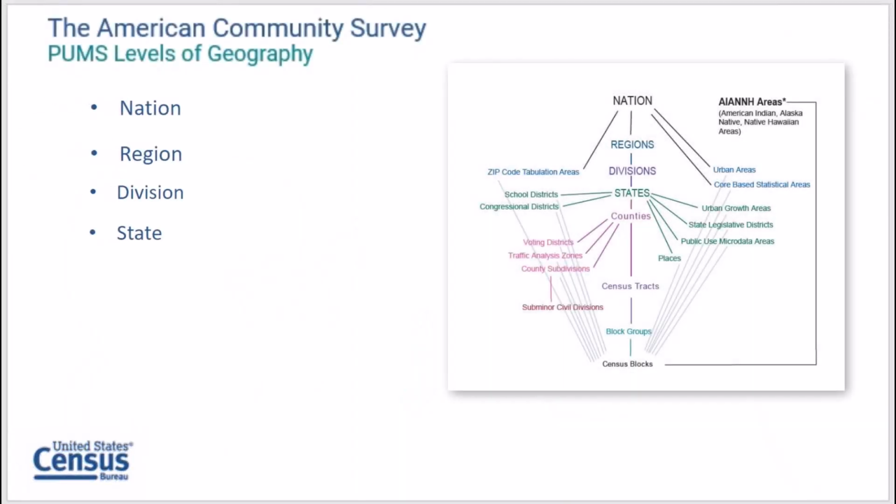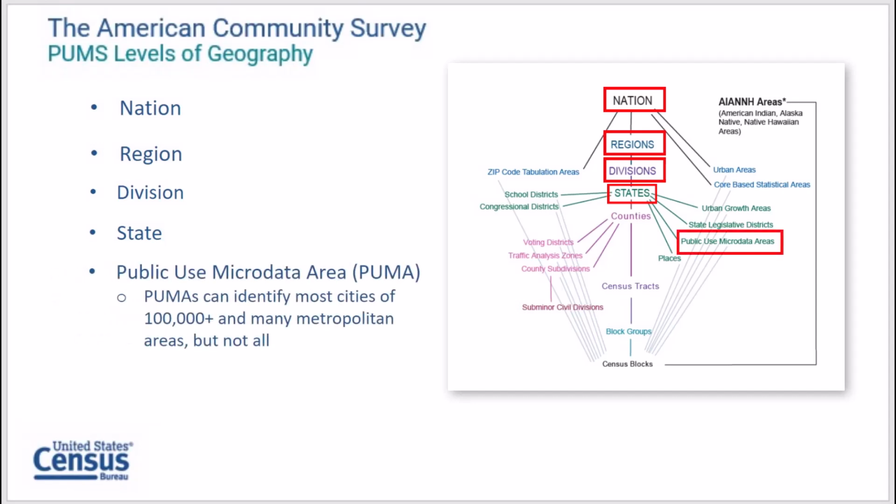To ensure confidentiality of ACS respondents, the Census Bureau has to balance geographic detail with detail in the data. PUMS data users can access data at the nation, region, division, and state levels. The only other geography is called the Public Use Microdata Area, or PUMA. PUMAs are non-overlapping statistical geographic areas that divide each state or state equivalent into geographic areas containing no fewer than 100,000 people each.